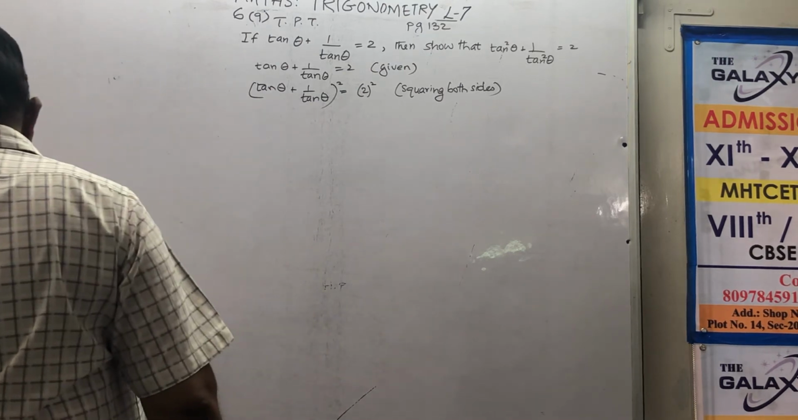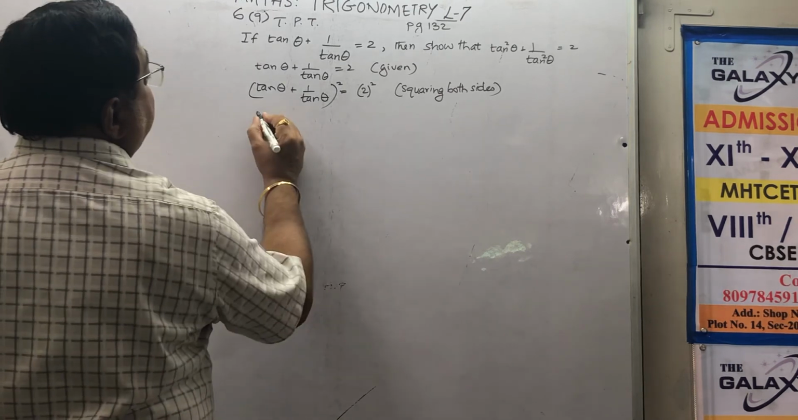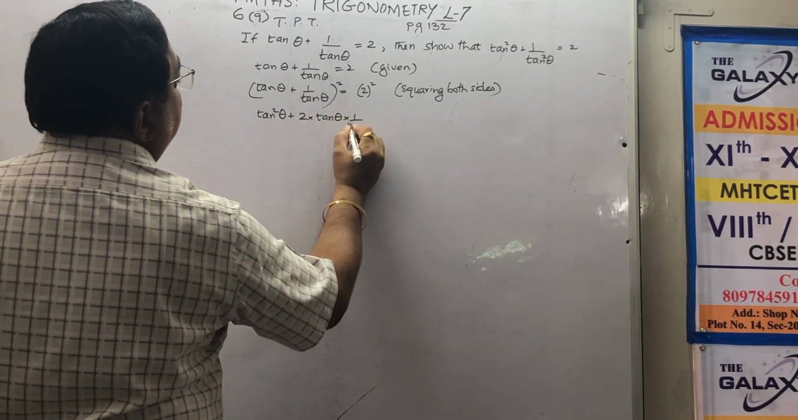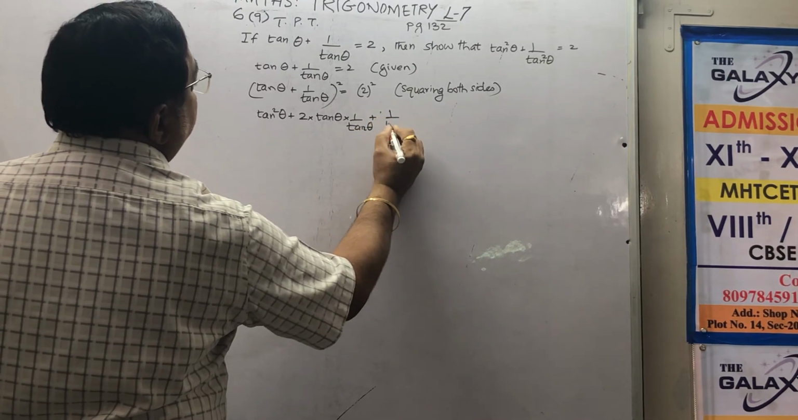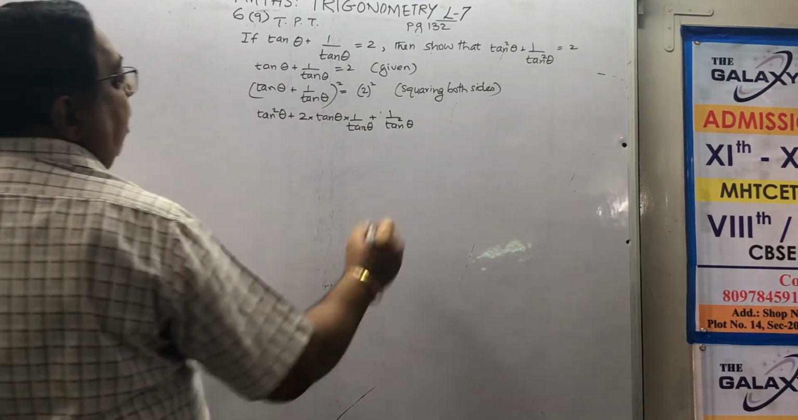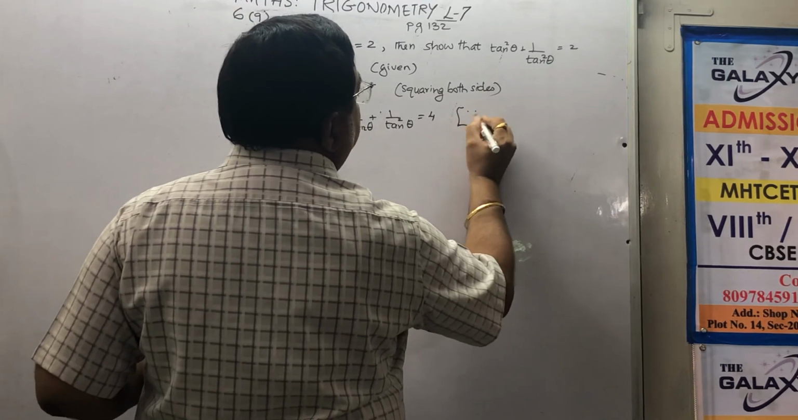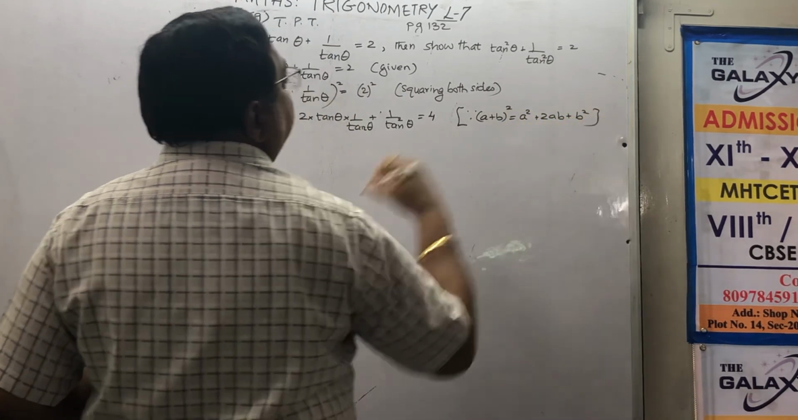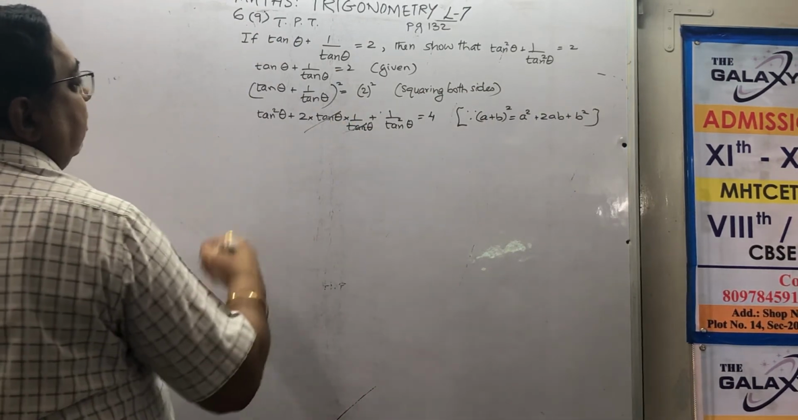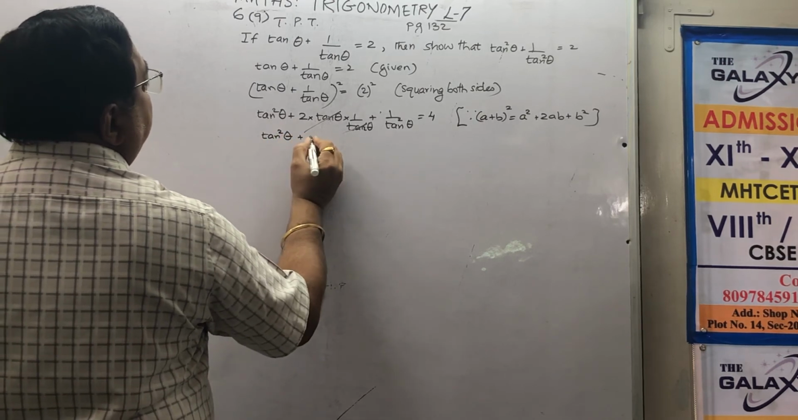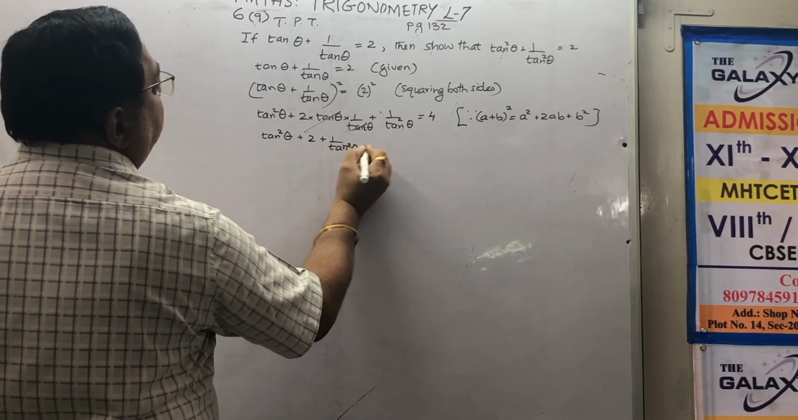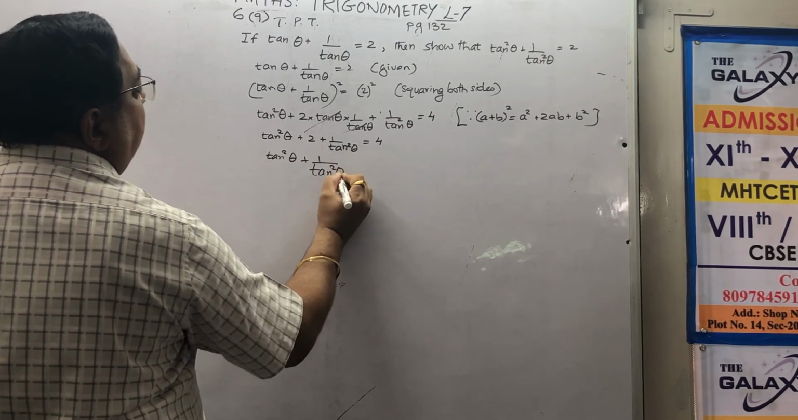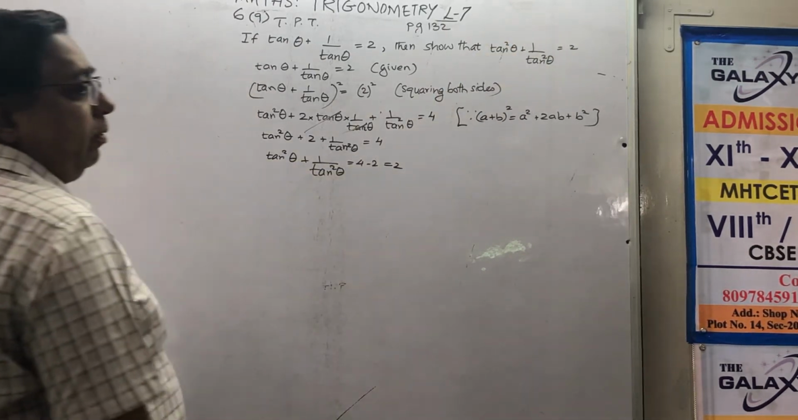By now you have learned your factorization and expansion formulas. A plus b the whole square is a square plus 2ab plus b square. I will write here again for you because all of my students are brilliant, they just do not practice properly. Because a plus b the whole square is a square plus 2ab plus b square. Now this and this cancel. So I have tan square theta plus 2 plus 1 by tan square theta is 4. Taking 2 on the other side, tan square theta plus 1 upon tan square theta is 4 minus 2, that is 2. That is what I have to prove. Hence proved.